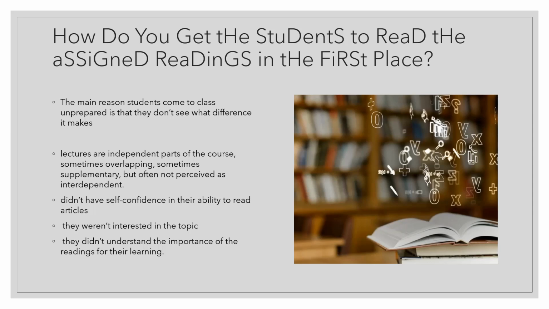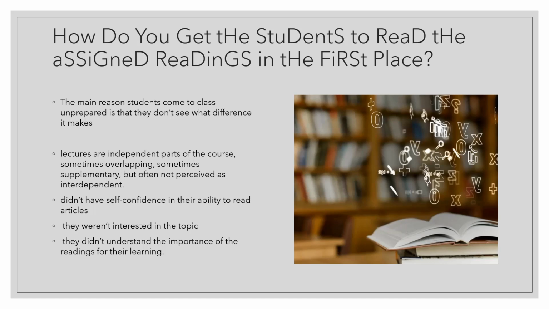So how do you get the students to read the assigned readings in the first place is the question that we are going to attempt to answer here and give you insight in how you can carry out this question in your own classroom. And so through research and in our reading, in our text, the answers or the assumptions or the reasons have been given and listed before you.